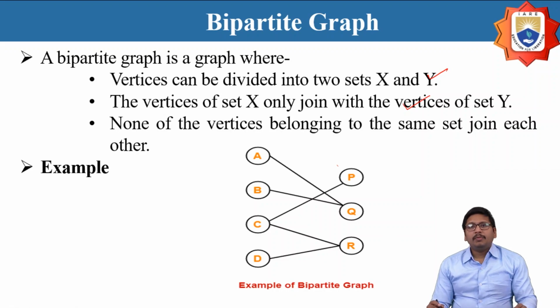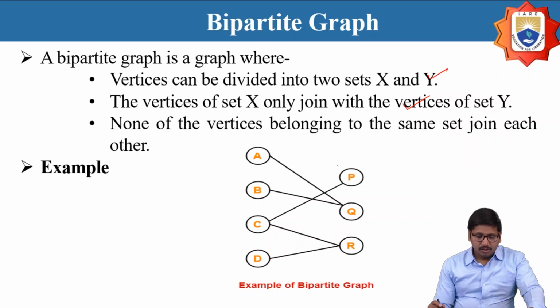Okay, so a bipartite graph is a graph where the vertices are divided into two sets, and the vertices of set X only join with the vertices of set Y.